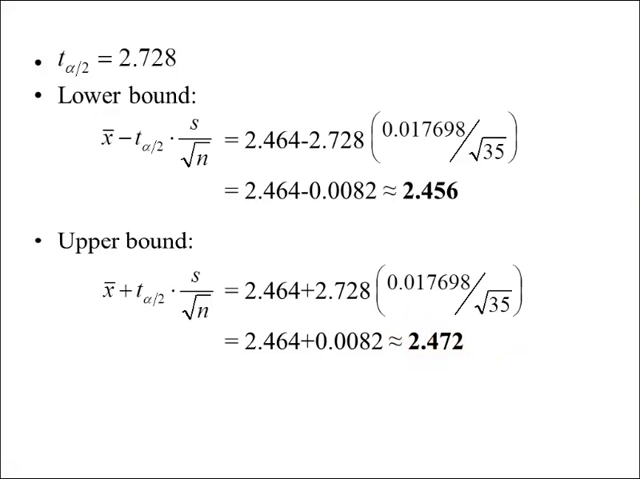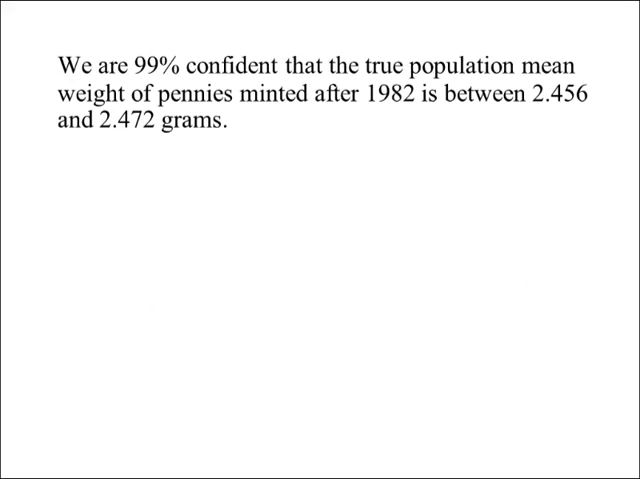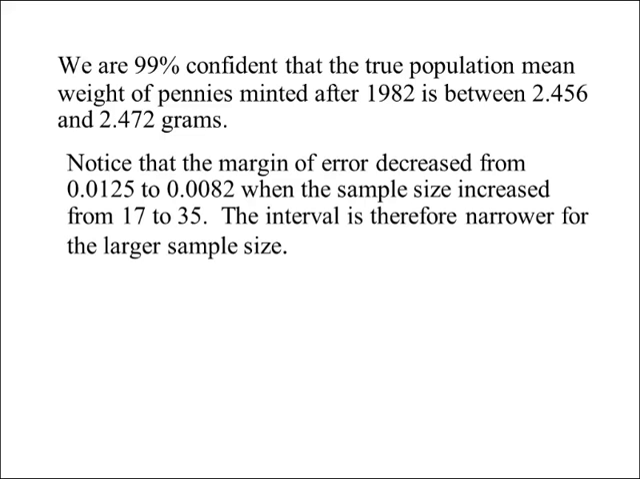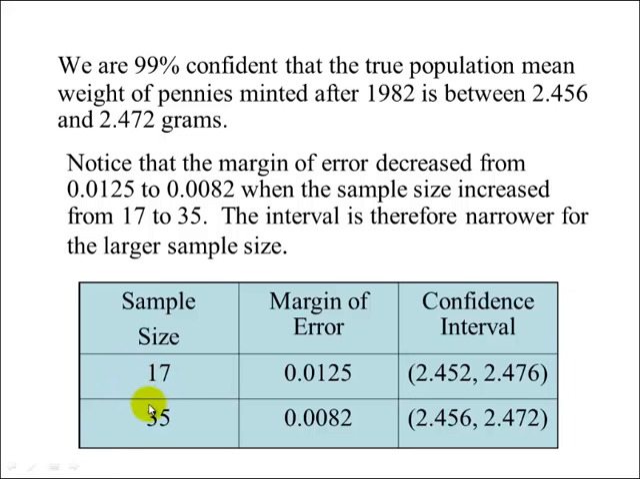So let's interpret this confidence interval. We are 99% confident that the true population mean weight of pennies minted after 1982 is between 2.456 and 2.472 grams. The margin of error decreased from 0.0125 to 0.0082 when the sample size increased from 17 to 35. So the interval is more narrow for a larger sample size. When the sample size increases, the margin of error decreases and the confidence interval is more narrow.